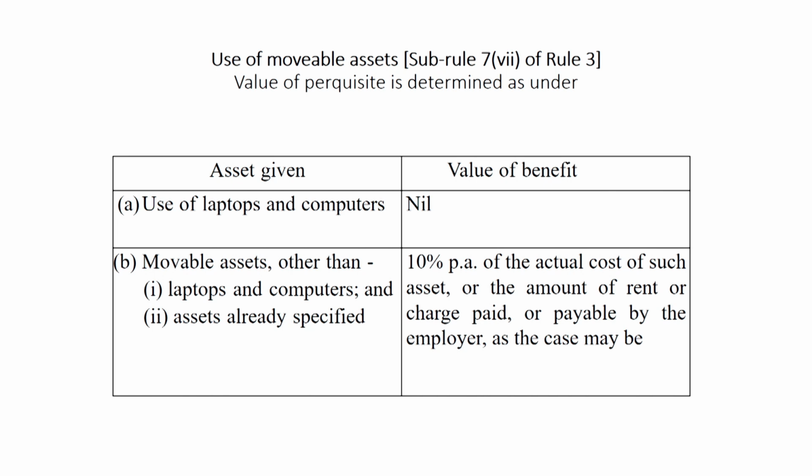For movable assets other than laptop and computer, the value of purchases will be 10% of the actual cost of such types of asset. If this facility amount, or the amount of rent or charge paid or payable by the employer, as the case may be, will be the value of purchases. Okay students? Yes sir.